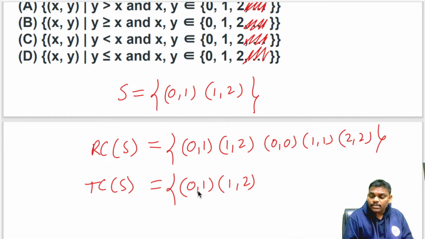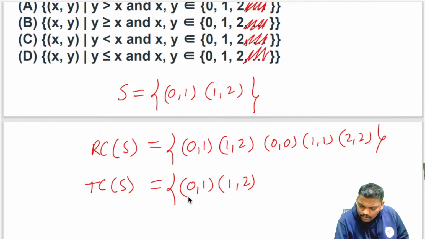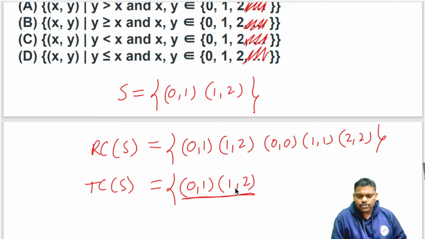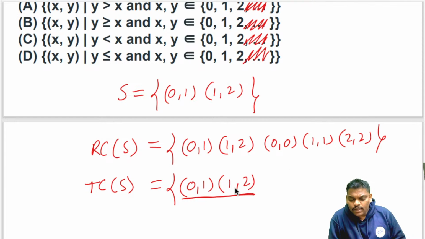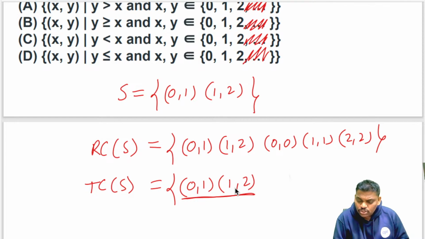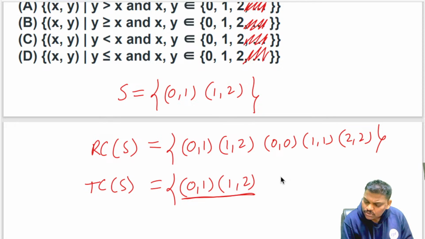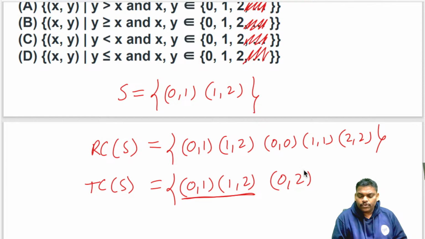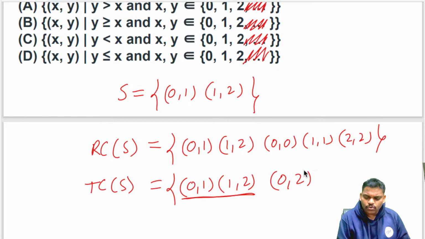What are the minimum things I have to add to this one so that it will become a transitive relation? Let's see, 0 1, starting with 1, anyone? Yes, 0 1 and 1 2, the 1s cancel, so 0 2 is required. Next, 1 2, starting with 2, no one. So this is the transitive closure.